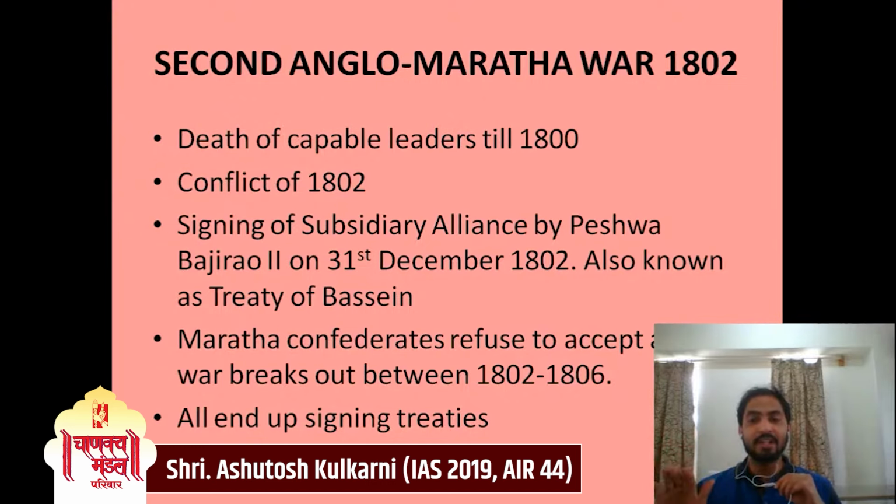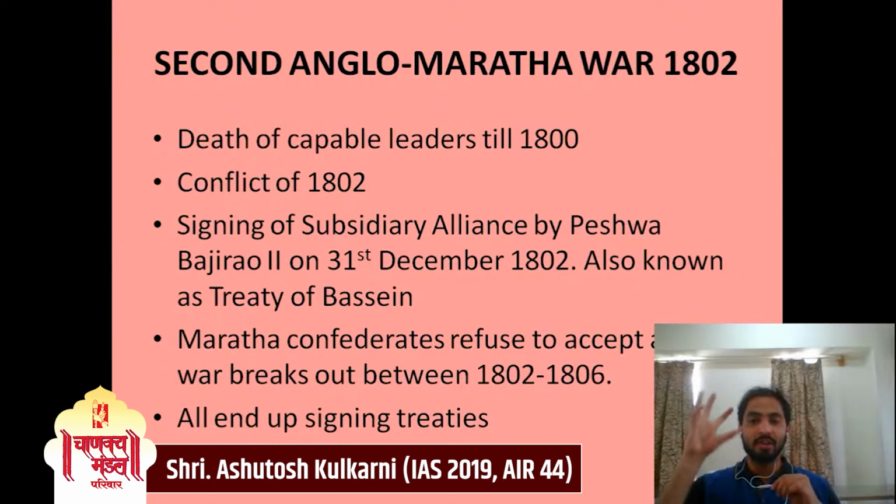He signed a subsidiary alliance with the British in 1802. So now the Peshwas accepted British paramountcy. They had a British resident in their court. You will find that all kinds of British armies were being posted, and essentially they lost all independence. Now, having captured Pune and being under a subsidiary alliance, the British began to wage wars with the Holkars and Shindes.